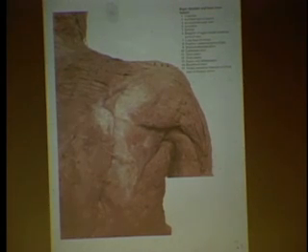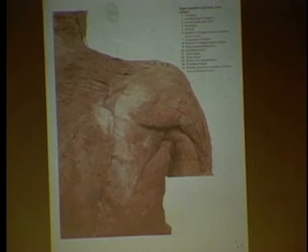Here we have a muscle coming up here. What muscle is this? Latissimus dorsi, right. And it inserts where? The intertubercular groove of the humerus. So it does not function to medial rotate the humerus, does it?